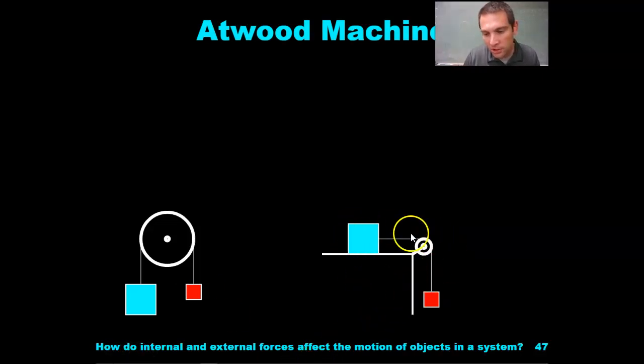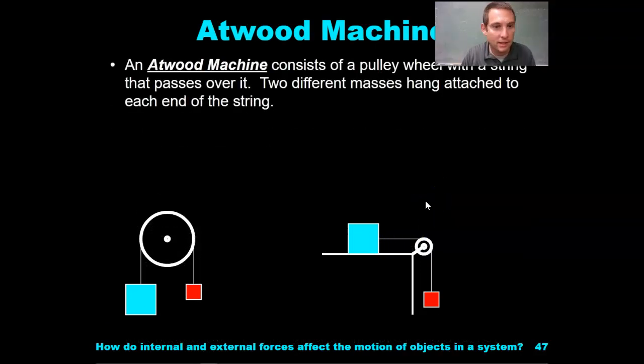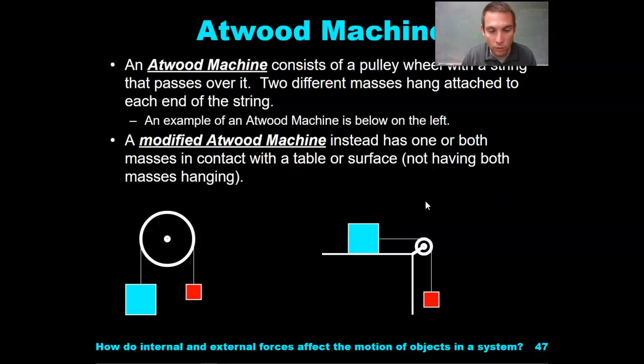Another Atwood's machine could look like this, where there's a pulley. Basically, if there's a rope and there's masses and there's a pulley involved, you're dealing with an Atwood machine, and this is how we're going to deal with them. The modified Atwood machine is the official name for this. And obviously the difference in these two is there's a surface here which may be frictionless, may not be frictionless, it just depends on the problem.